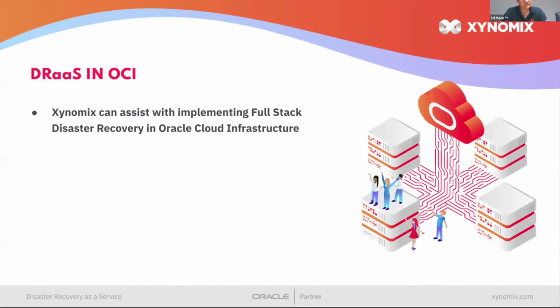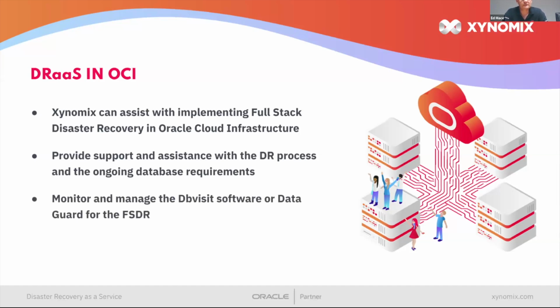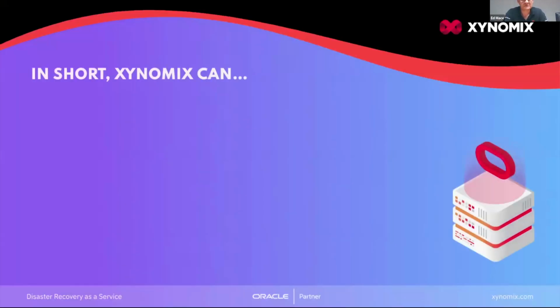Then we lead on to disaster recovery in Oracle Cloud Infrastructure. So Xynomix can assist with implementing the full stack disaster recovery, and Jan has given us a very good overview of what that consists of. If you still don't feel comfortable, or it's not something that you believe you can deal with in-house, then this is where Xynomix comes into play. We can set this up for you, we can configure it, we can provide you with that ongoing support and assistance, and make sure that that DR process is refined and everybody is very clear on what that entails. And again, if you were looking to go down the Dbvisit software route, we can take ownership and responsibility for that particular component, as well as DataGuard within the full stack disaster recovery configuration.